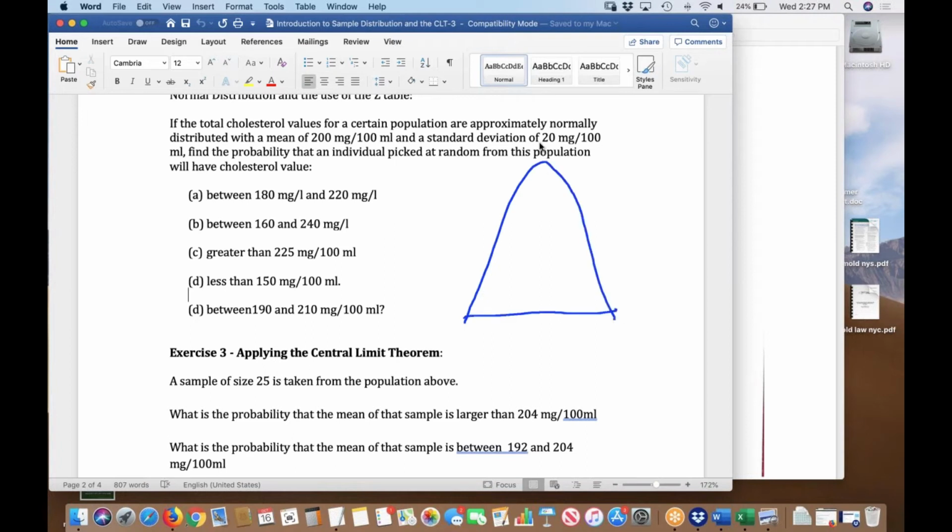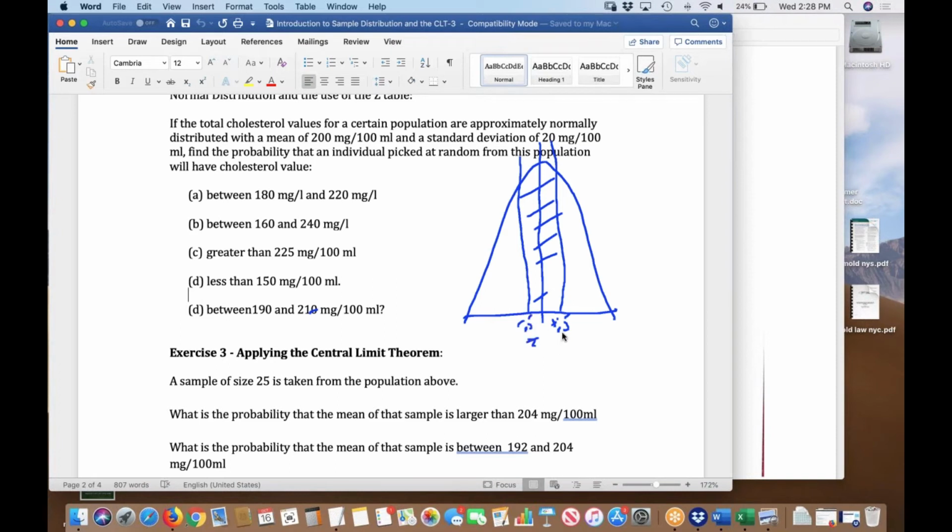I hope it's worth doing this review, because I want to make sure that we take this carefully, because what we're doing today is kind of fundamental. So 190 to 210, and we're looking for the area between these two. The z-score for 210 is 210 minus 200, which is 10, over 20. That's going to be 0.5. The z-score for 190 is 190 minus 200, which is negative 10, over 20, so negative 0.5.